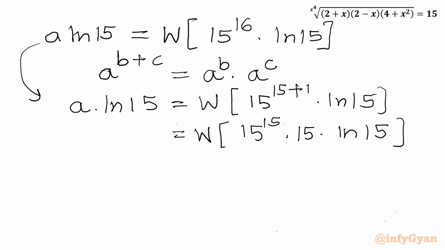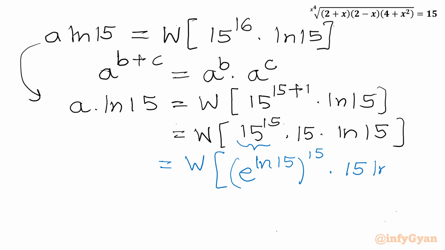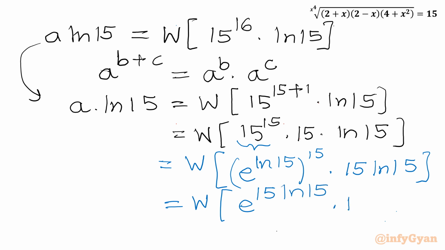Now I can write our RHS. Here I will be writing 15 as e raised to the power ln 15, which is 15, and then whole power is 15. Then in the product 15 ln 15 is there. Now I will use the exponent property. So I can write the Lambert W function of e raised to the power 15 ln 15 times 15 ln 15.